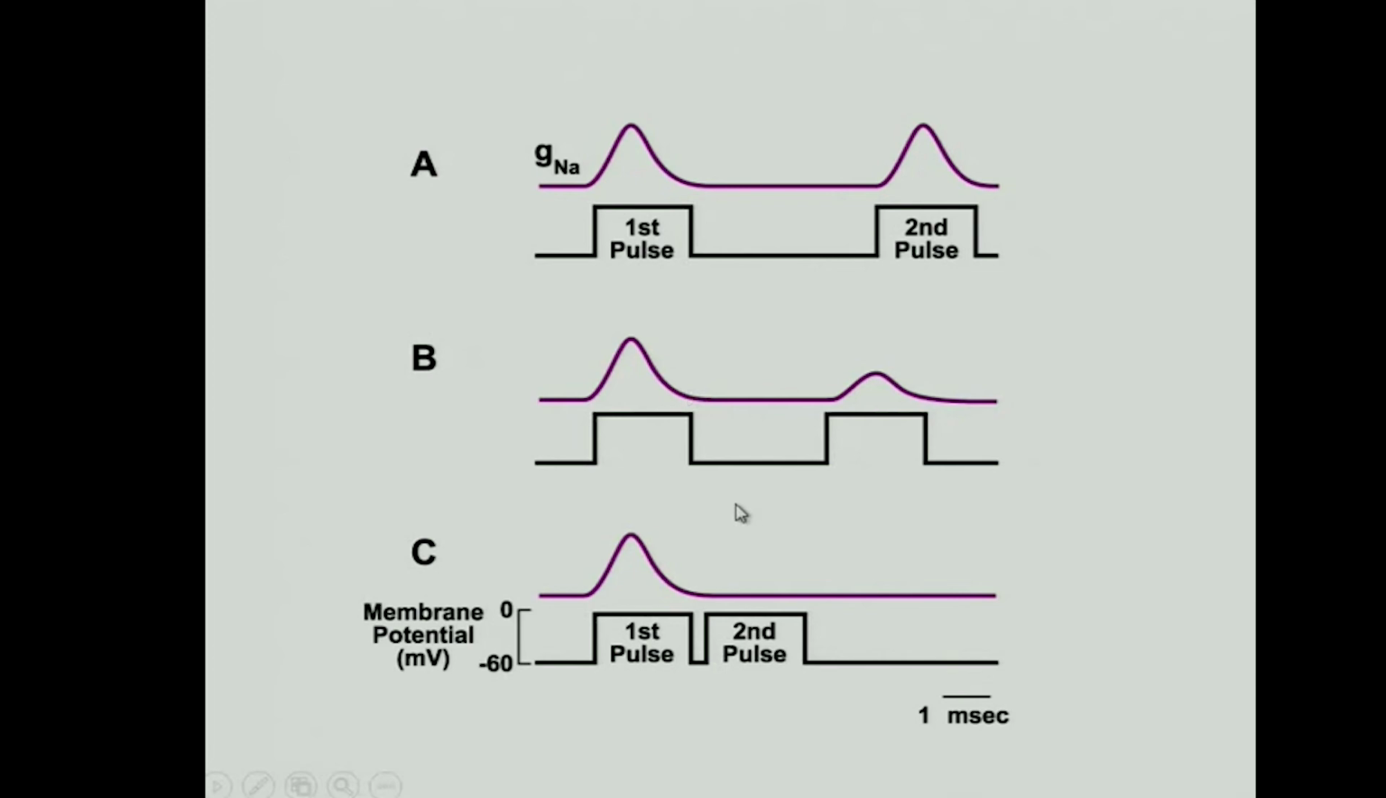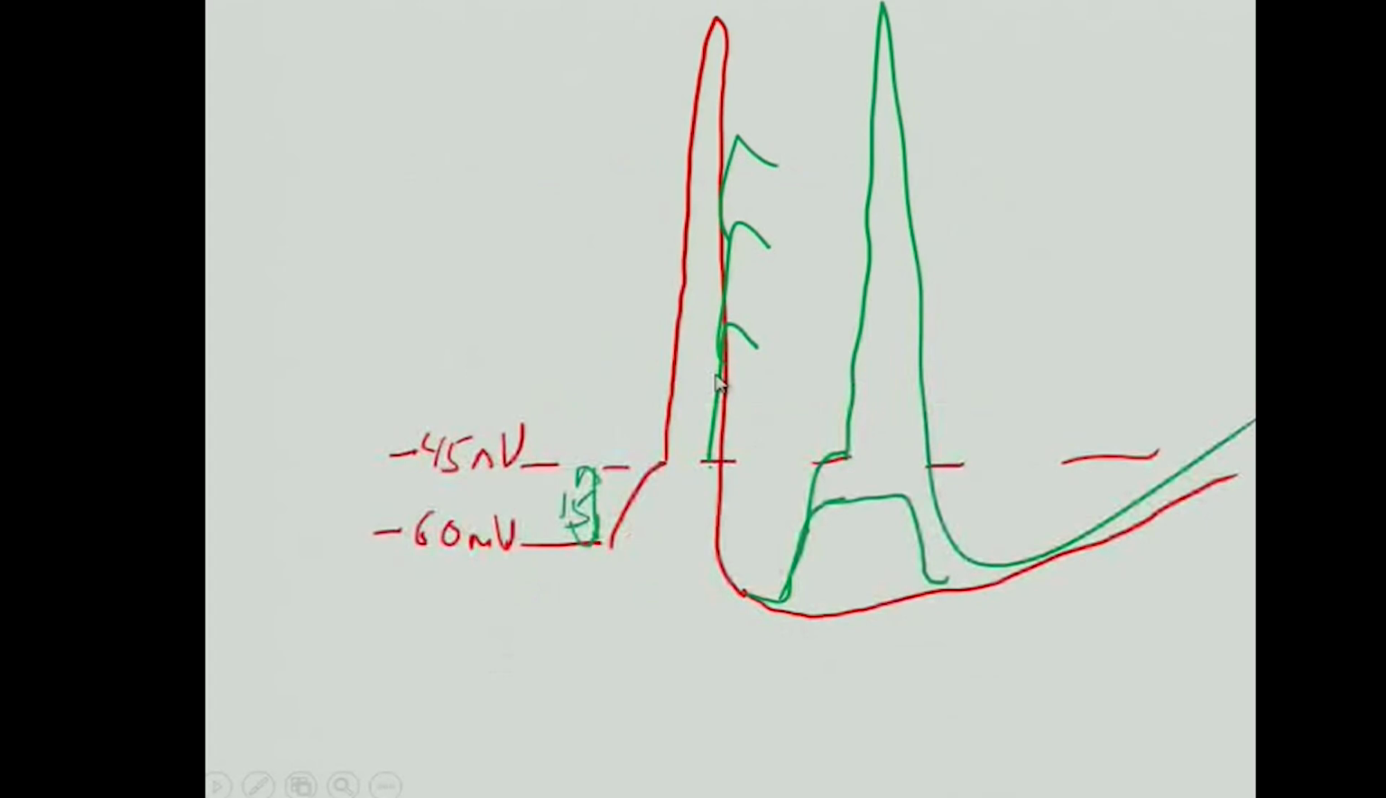Why? Let's say now we're talking about action potentials in nerve cells. Let's just say this is the first depolarization producing an action potential. If you try to depolarize the cell again right here, you're not going to be able to get another action potential because the channels have not recovered from their inactivation. Right? It's like you've taken the sodium channels away.